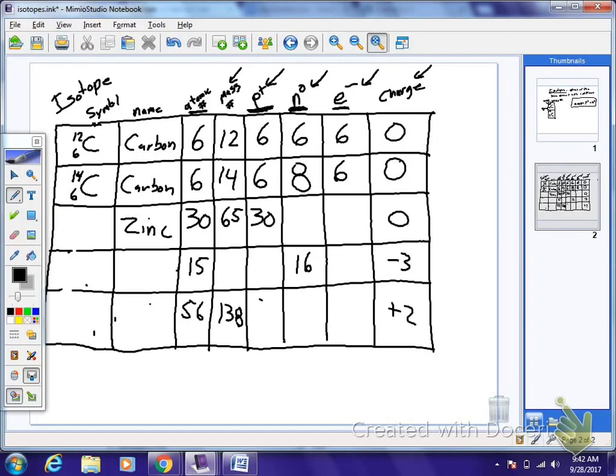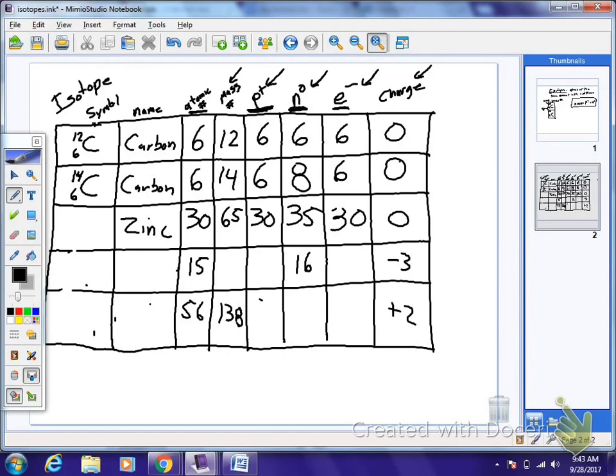The number of neutrons, how many would that be? 35, because when we take away 30, which is the protons, it leaves only neutrons behind, and there's 35 left behind. So 35 and 30 is 65. And then the electrons would be 30.